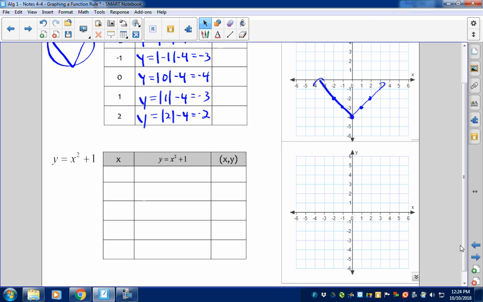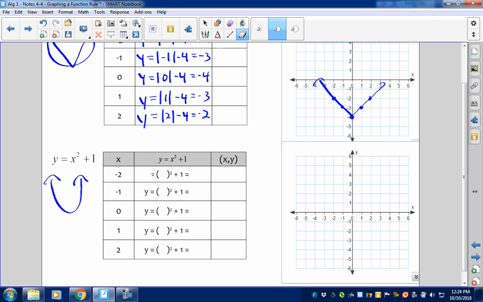Isn't the square the one that makes the problem? It does. So if you could draw in here a little U shape. This is what we expect when we see an x squared. Okay, this is something of this form. So once again, I'm going to choose -2, -1, 0, 1, and 2. And then we are going to plug in those values in parentheses to that equation. So the first one will be y equals (-2) squared plus 1. And (-2) squared is a positive 4. So 4 plus 1 is 5.